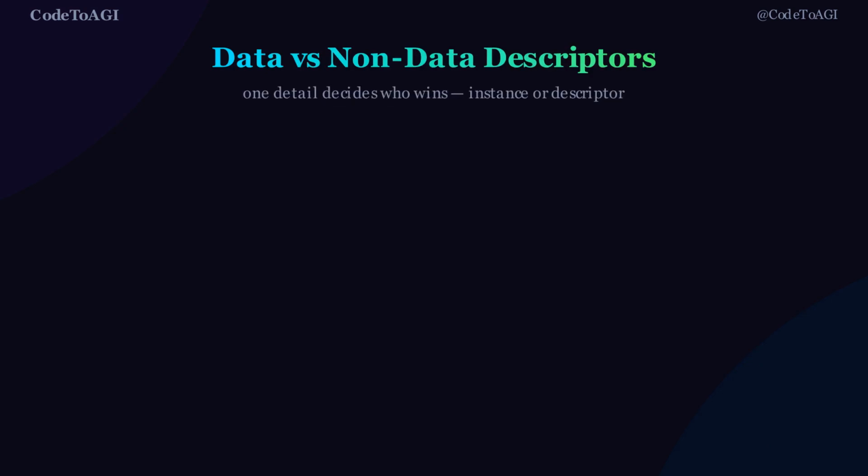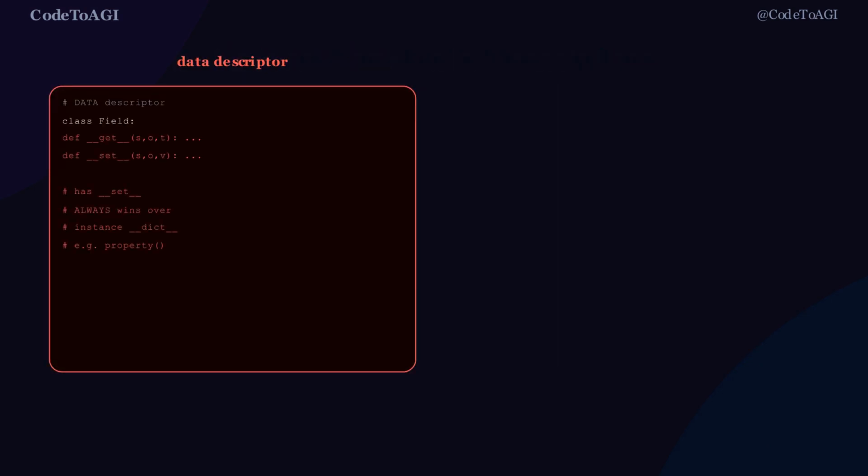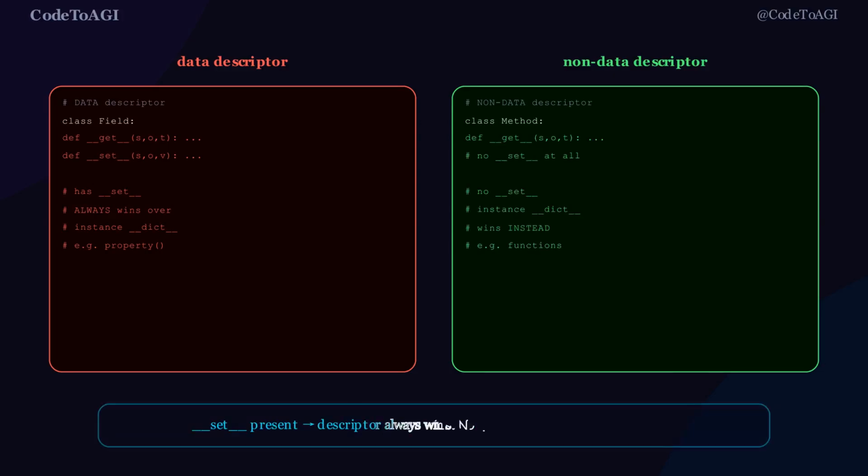Two kinds of descriptors, data and non-data. Data descriptors define both __get__ and __set__. They always win over the instance's own dictionary. Non-data descriptors only define __get__, nothing else. The instance dictionary wins over those instead. Functions are non-data, that's why instances can override methods. Property is a data descriptor, that's why you can't easily override it.